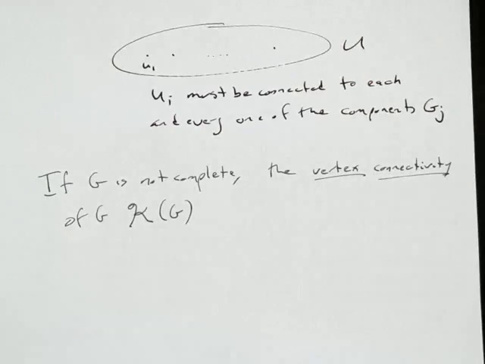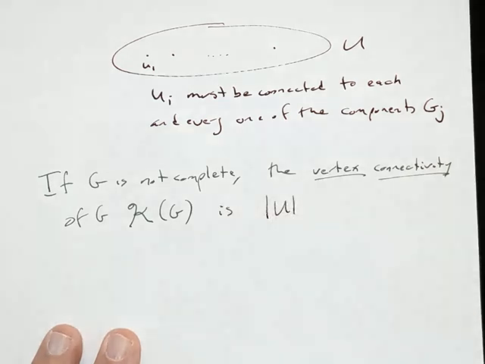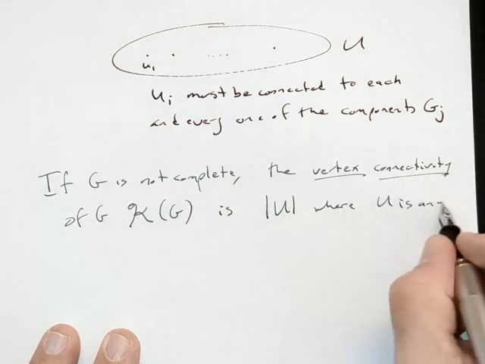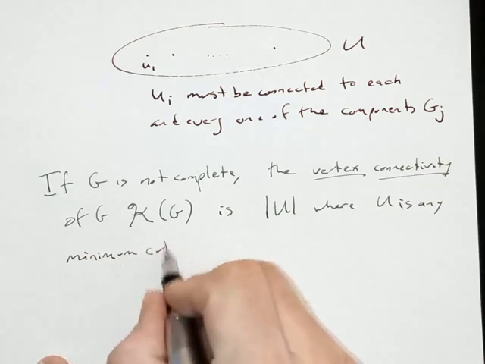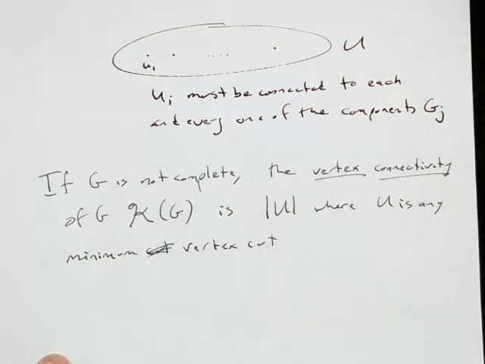The connectivity of G, curly K of G, is the size of a minimum vertex cut, any minimum vertex cut. We'll remember the right term.